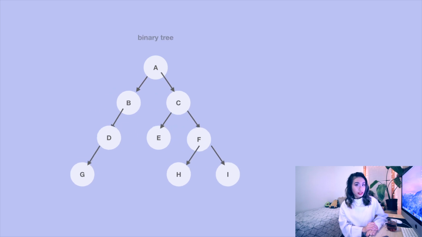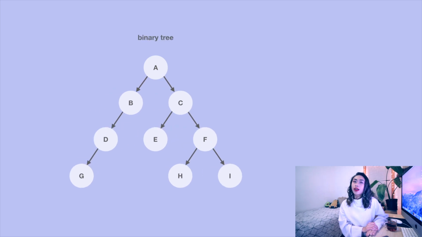Now, a binary tree is a type of tree where each node has a maximum of two immediate children. It is possible for the nodes to have one child or no children, which would make it a leaf node, but they can never have more than two. In a binary tree, these two child nodes are referred to as the left child and the right child. A binary search tree is a type of binary tree that naturally stays sorted because it follows this rule.